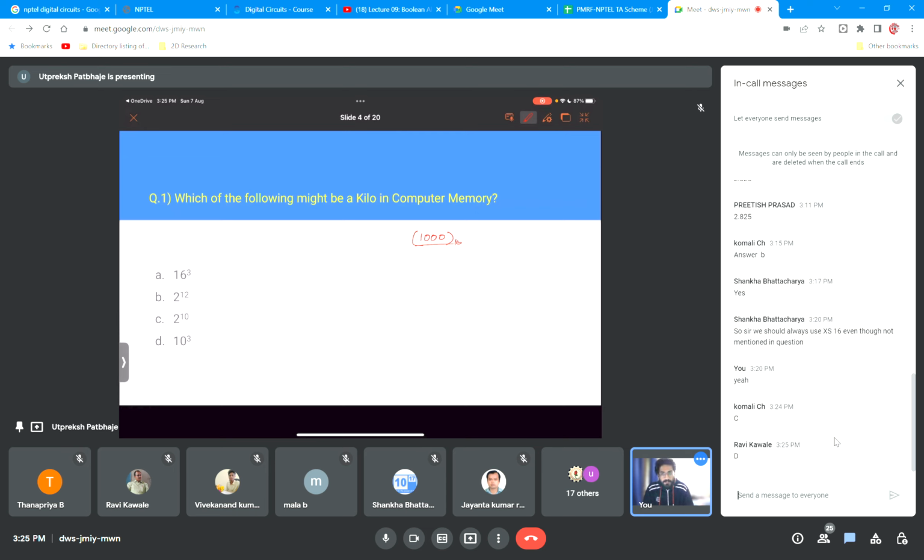So Ravi, this kilo is in 10 to power 3. That is already like we know because it's in our counting system. But you guys would remember what number system a computer works in.